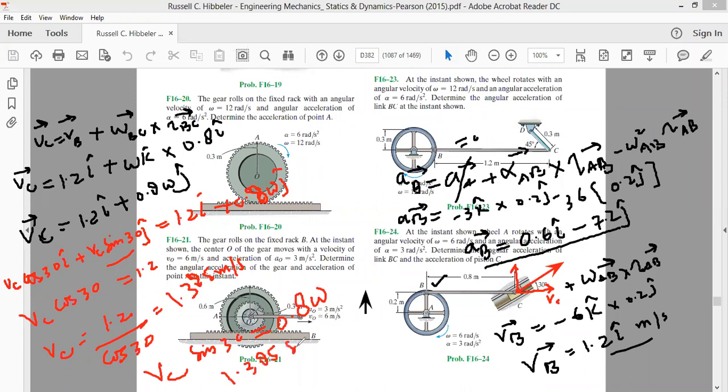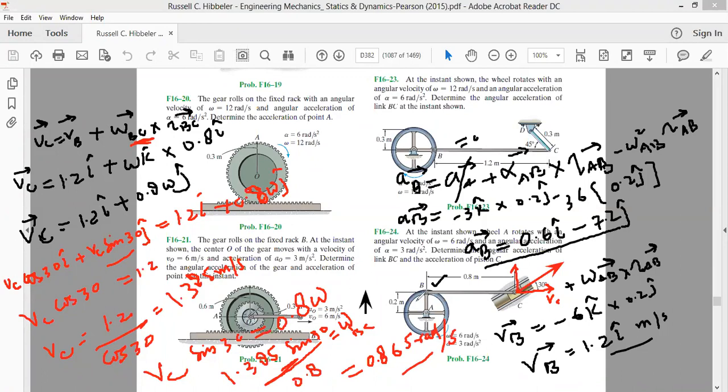Therefore, 1.385 sin 30 degrees, divided by 0.8, is equal to omega. And this omega is of what? This omega is omega BC, that is the angular velocity of the rod BC. Once we perform this calculation, omega BC comes out equal to 0.865, and the unit of omega is radian per second. Now we know the value of omega BC.